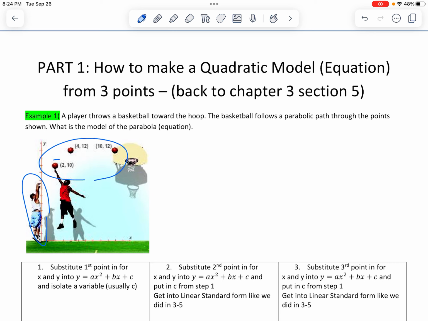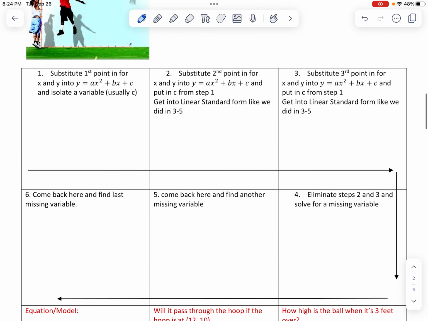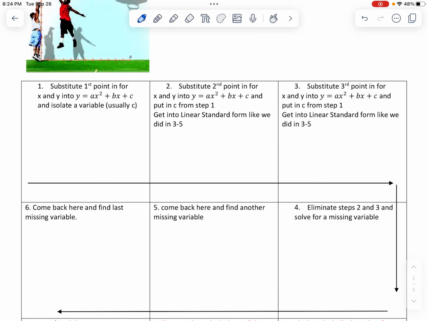That's how far over and how far up. How far over and how far up. What is the model of the parabola? In other words, what's the equation? Now, we've done this before. It was from chapter 3, section 5. We called it the 3-column method. So I just kind of typed the 3 columns out here for you.